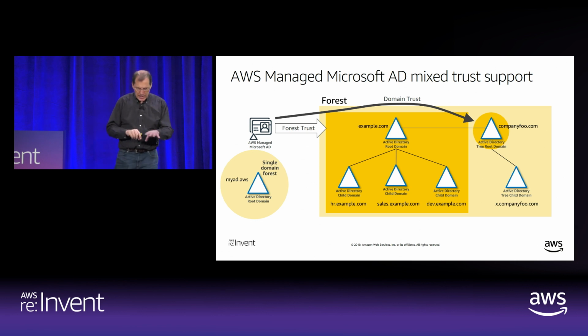So in this particular case, the people that are in x.companyfoo.com in the bottom right corner, those users would not be able to access resources in the cloud at all. The other users that are highlighted would have potential access subject to the permissions that you give in the cloud.